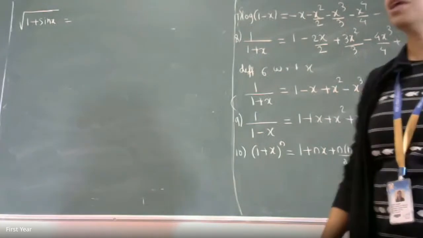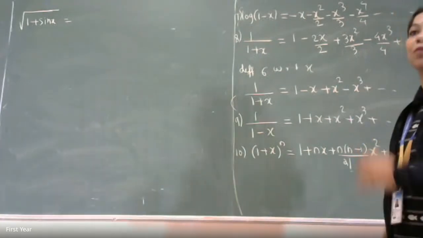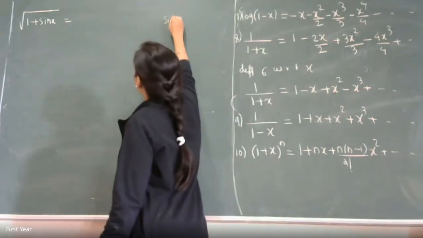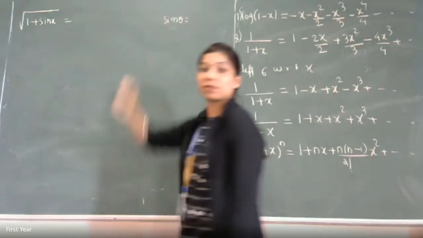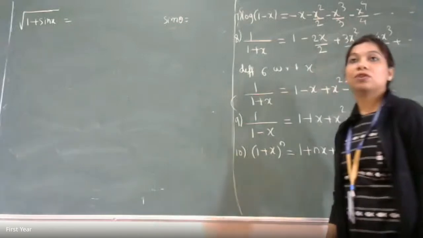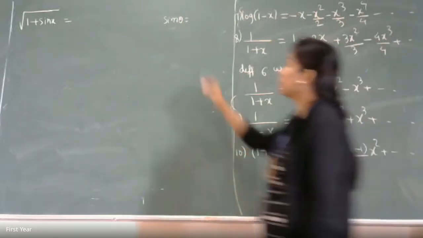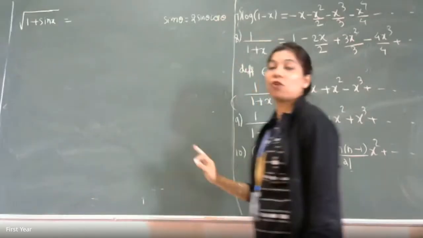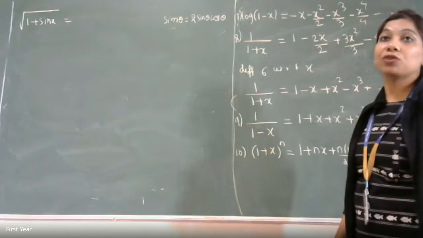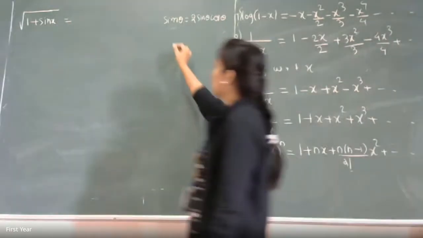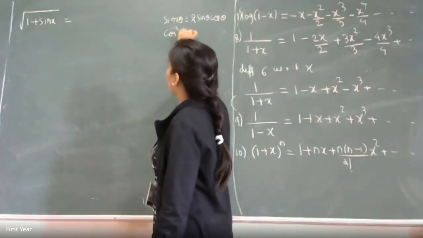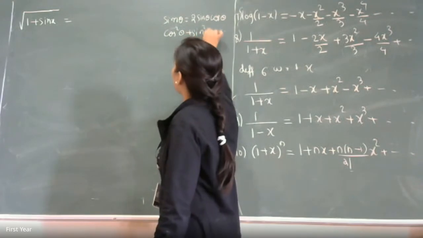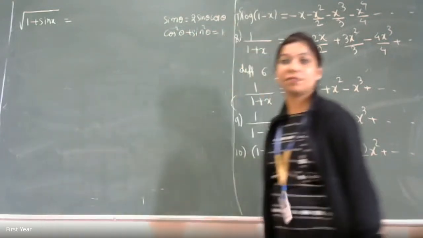Correct. You are going to make use of trigonometric formulas. So what's the formula for sine 2 theta? 2 sine theta into cos theta. Just see now which formulas I am using. Then 1 also can be written as cos square theta plus sin square theta is equal to 1. Correct?